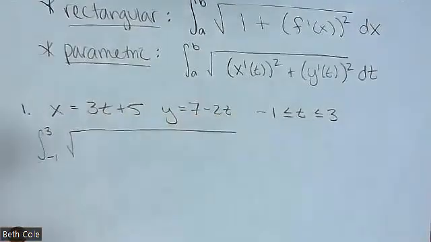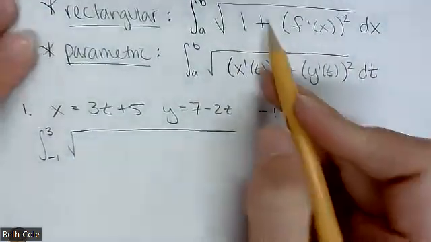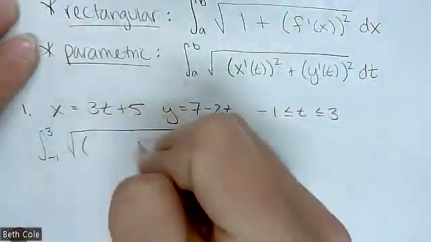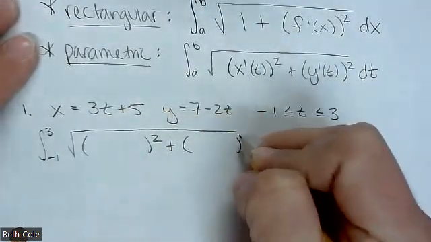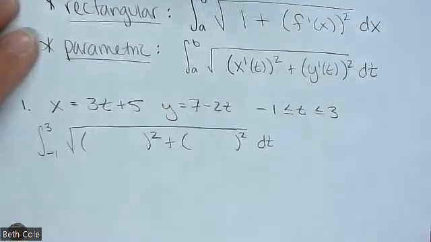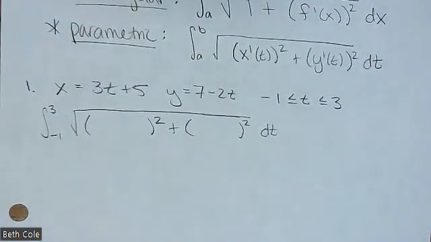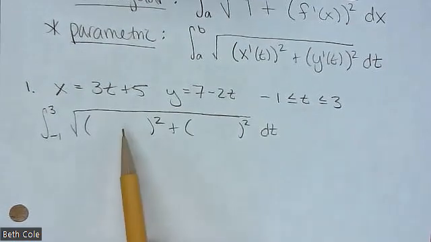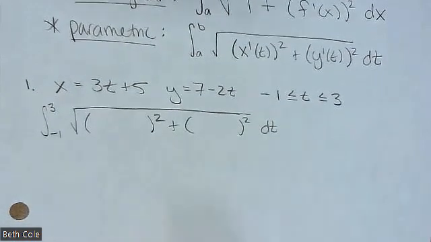Gigantic square root. And here's my suggestion. Write it out blank. And that's what I said when we did the rectangular version too. I wrote 1 plus blank squared. Write blank squared plus blank squared dt. Because then you can just go and fill it in, and then you don't get lost with the formatting, so to speak. You have it set up. You're just going to go back and fill in the blanks. So this is going to be the derivative of x. This is going to be the derivative of y.